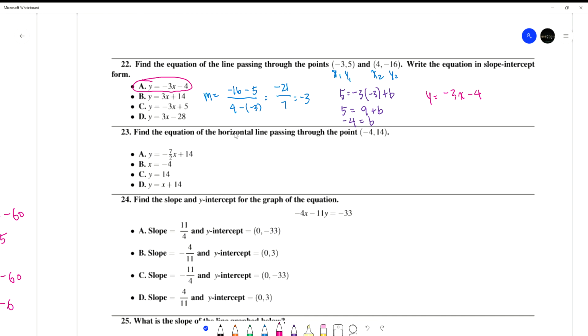Okay, number 23, horizontal line passing through this point, right? So horizontal line means it's passing through the y coordinate, right? And if you forget, you can even try graphing it, right? Negative 1, 2, 3, 4, and then 14. If the point is up there, you're looking for the equation of the horizontal line. That's at the 14, right? So it's y is equal to 14. That's it. If it's the vertical line, it's passing through the x coordinate. So they can ask you either or.